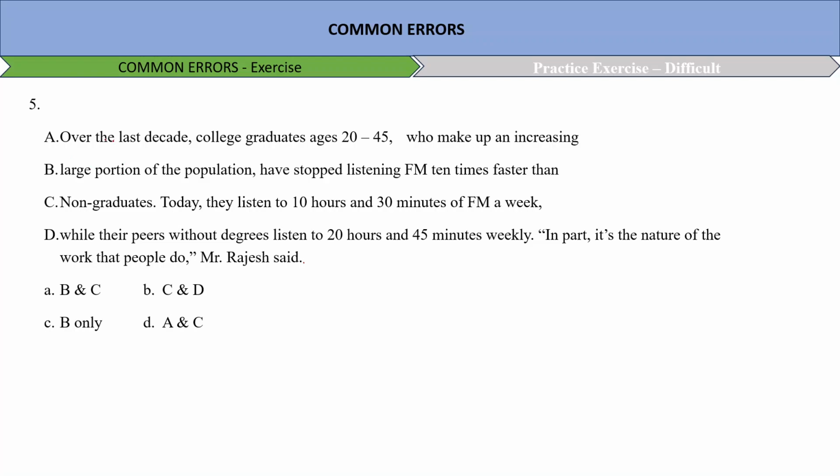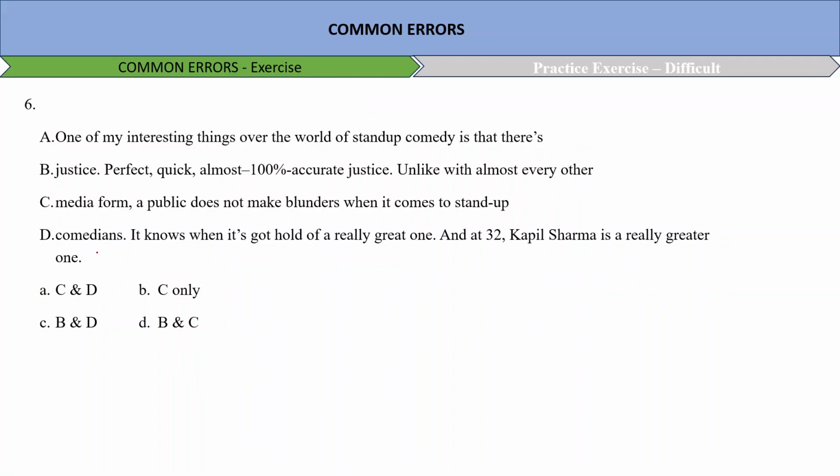The moment you read this sentence, over the last decade, college graduates age 20 to 45, not ages, right? Whereas, while their peers without degrees listen to 20 hours and 45 minutes weekly. No, in a week, on an average, in a week, not weekly. This is not a habit. So D and A has an error, which means A and B and C are grammatically correct, and option number A has B and C. Next question.